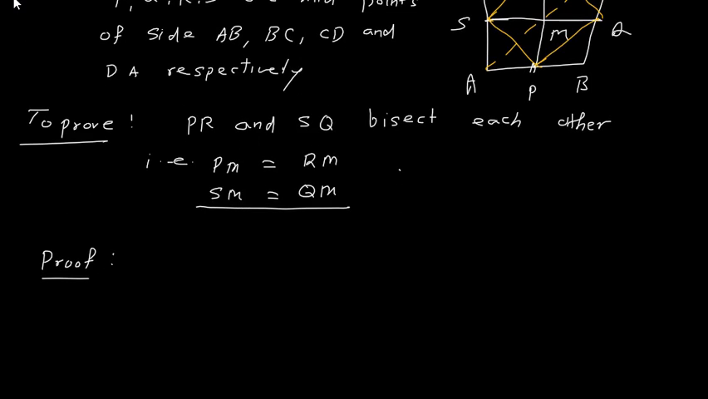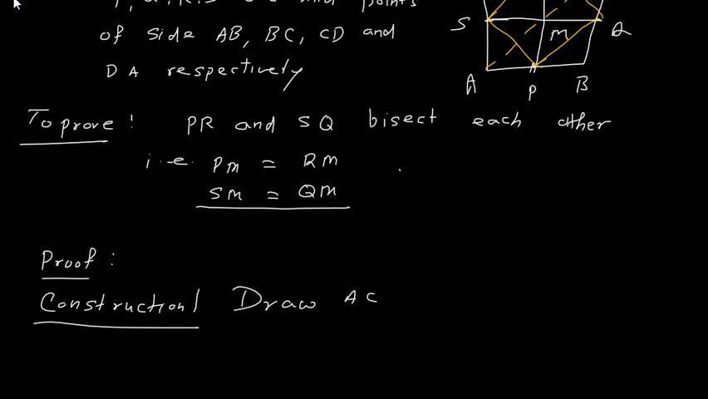So proof. We do first a little construction. In construction, we say that draw AC. We will write: draw AC, comma, PQ, QR, RS and SP.